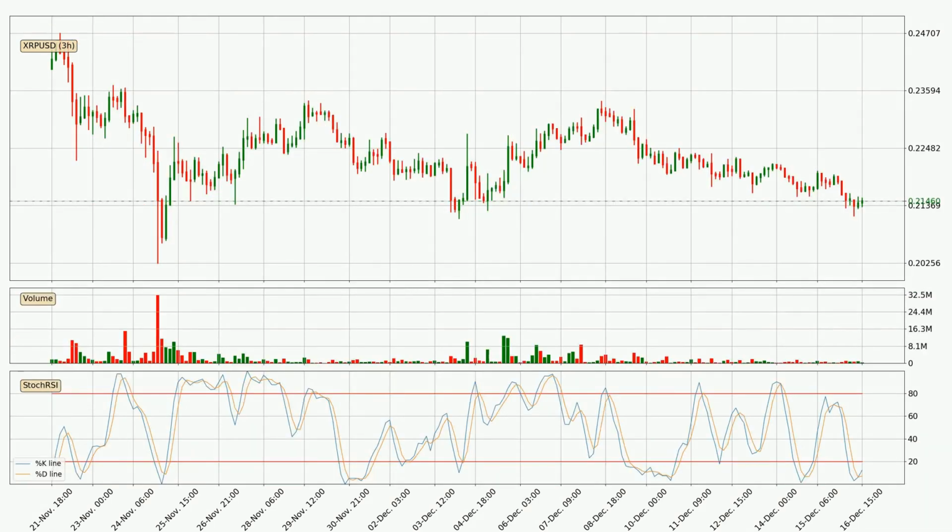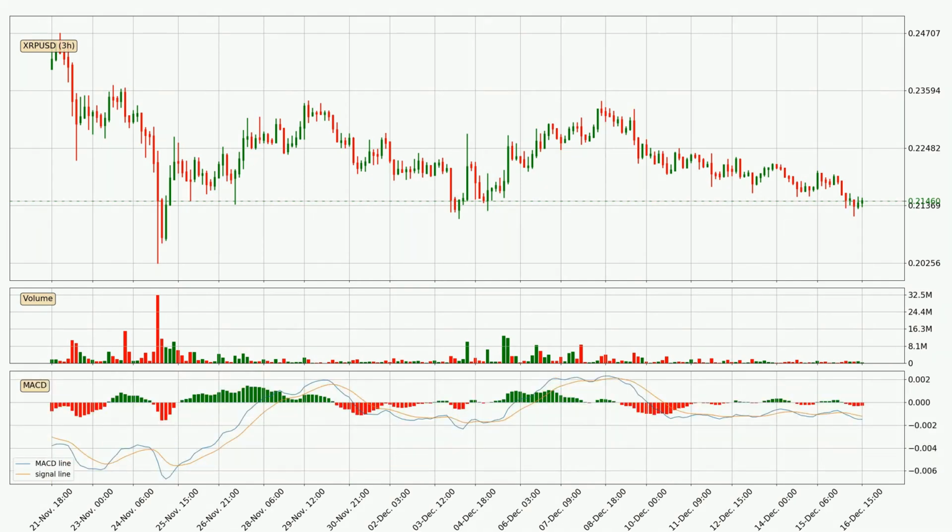Looking at the 3-hourly stochastic RSI, we can see that the crypto is being oversold because the %K and %D lines are in the lower region. A change in the trend can be expected, or for the crypto to remain at least stable for some time. The K line is currently above the D line, which shows that the trend has shifted to the upside.